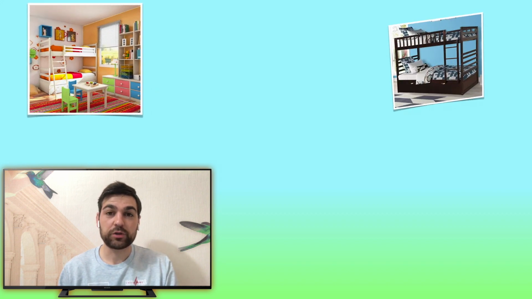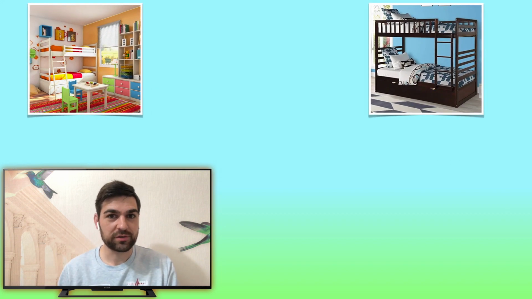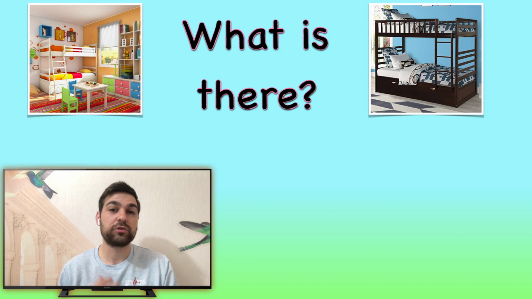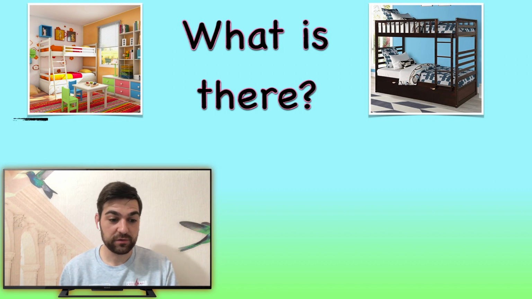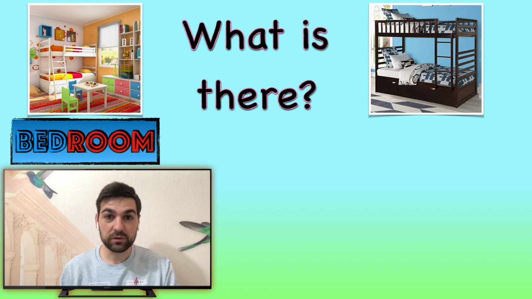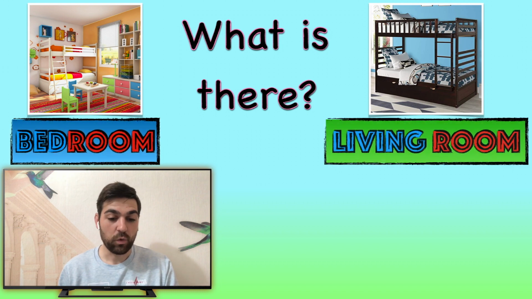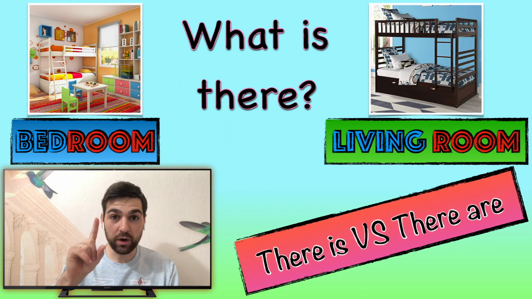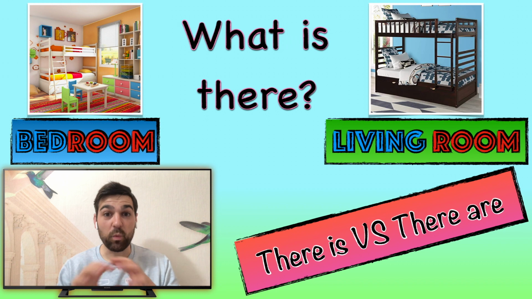We are going to talk about two parts of the house today, the bedroom and the living room. And we are going to ask a very important question: what is there? We are also going to learn when to use there is and there are. So there is when it's one, then there are when it's many.